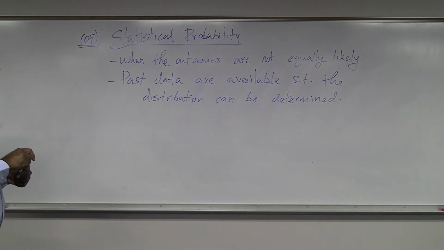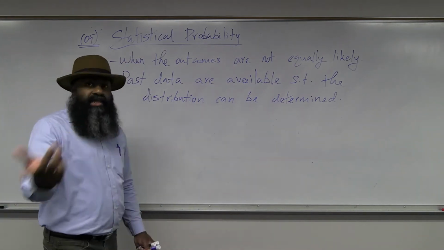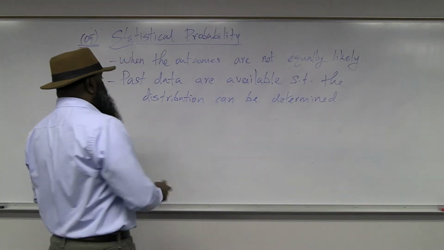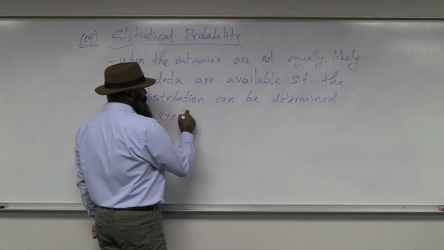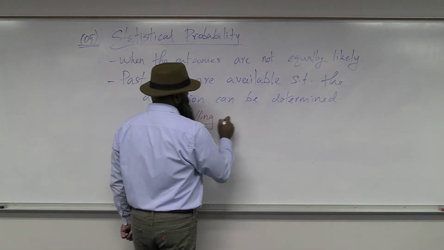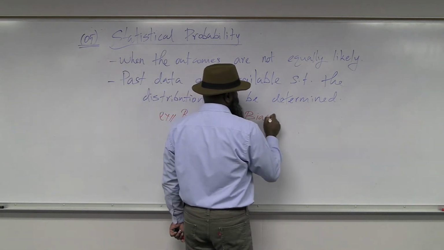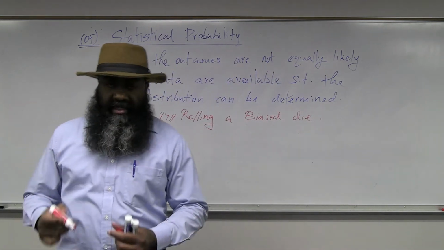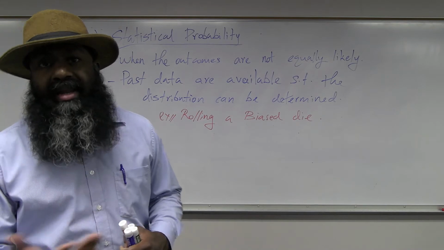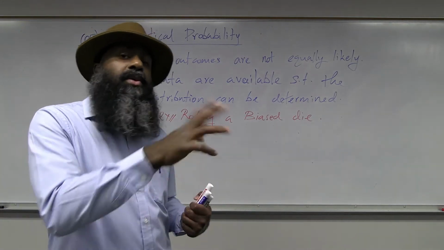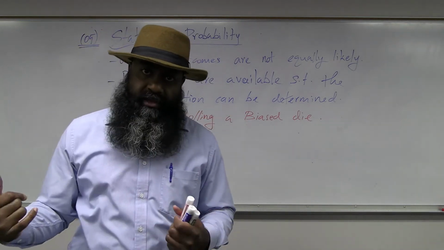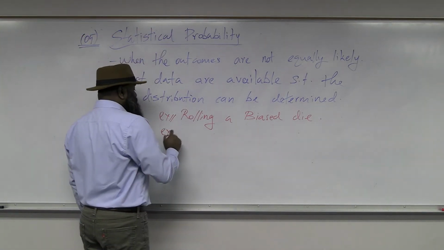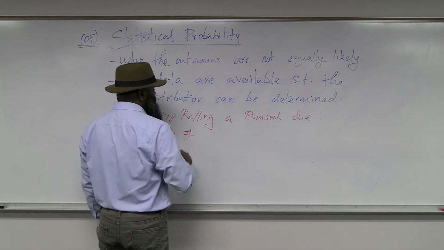So one example, if you need a discrete example, could be rolling a biased die. The outcomes are still 1, 2, 3, 4, 5, 6, but the problem is they are not all equally likely. In that case, I cannot use the discrete uniform distribution. Another example could be the number of vehicles entering a parking lot.